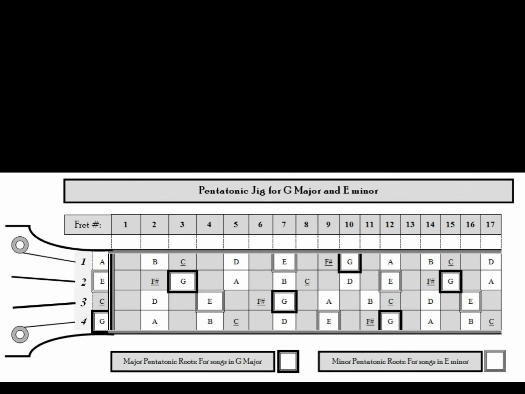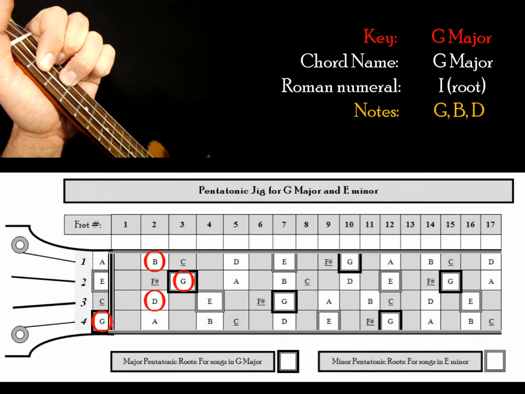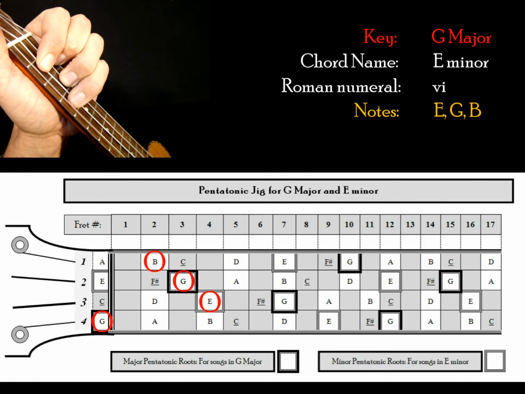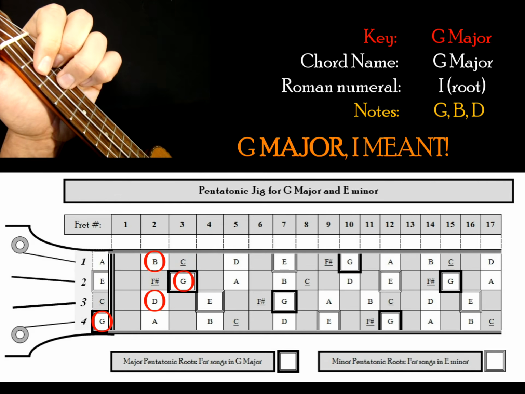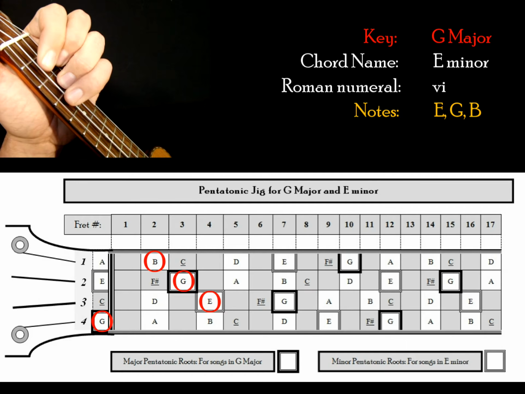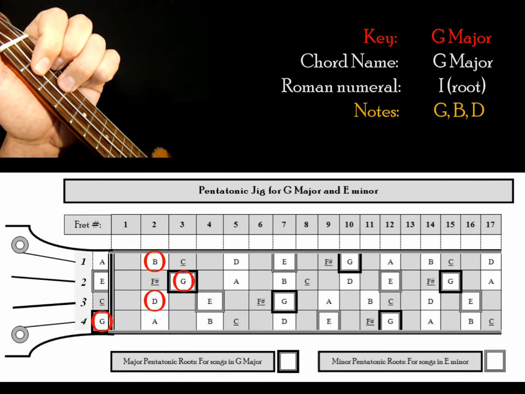Another common chord progression is 1-6-4-5, and in the key of G major this would be G major, E minor, C major, and D major. And on your uke it would look like this: G major, E minor, C major, D major, G major.